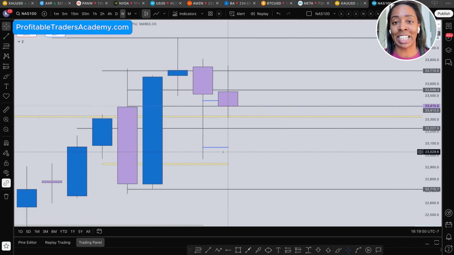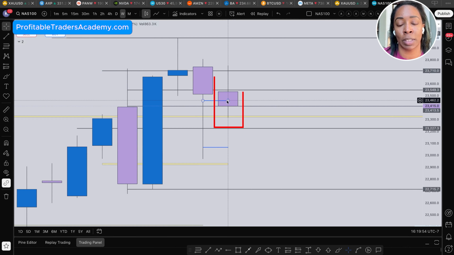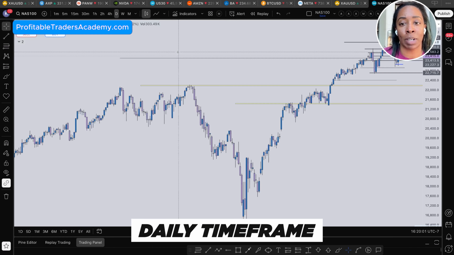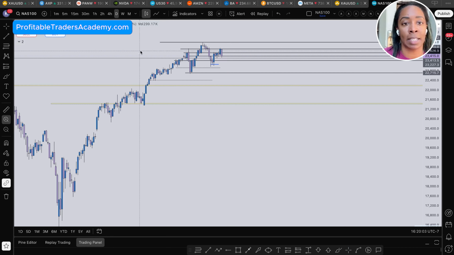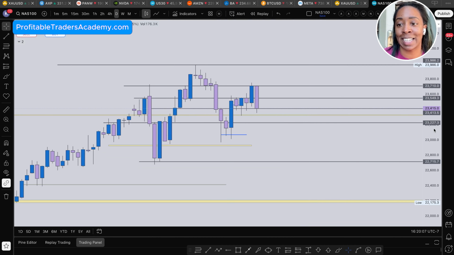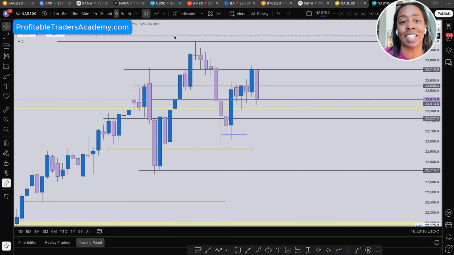So now that we're here on the NAS100 market, like I said, on this weekly time frame, we do see this weak bullish candle because it has a really small body. I'm going to call out these levels, and I'm going to do it on the daily time frame because it's going to be a lot easier for us to look at these levels here versus squinting on the weekly time frame. So let's just start from the top.